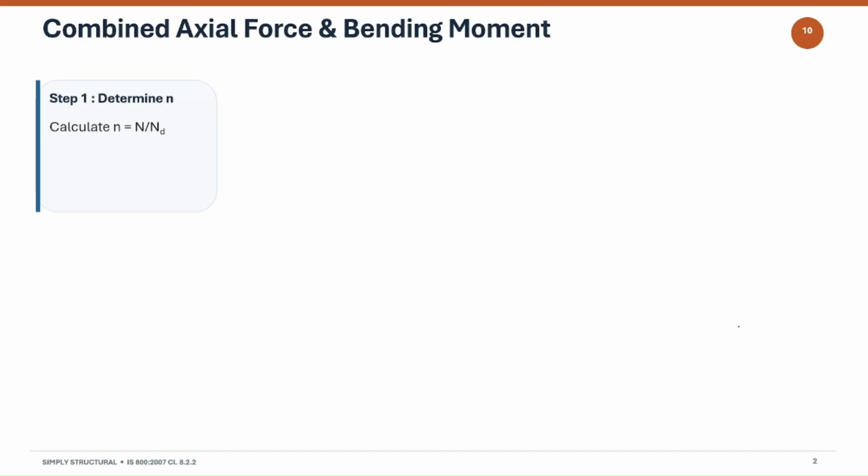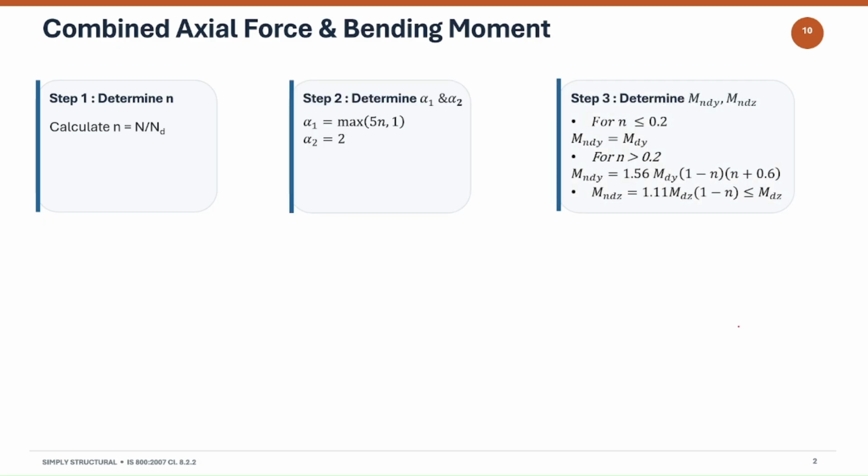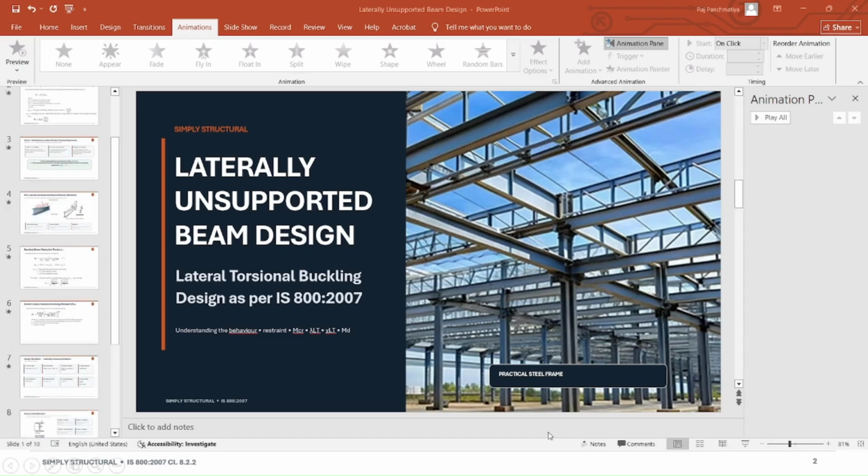To summarize the steps, first of all we calculate the value of n, which is capital N upon Nd. We'll calculate the value of alpha 1 and alpha 2. Based on that, we'll calculate the value of Mndy and Mndz. Then we'll determine the interaction ratio. So guys, this was the design procedure that is given in the IS 800 2007 code.